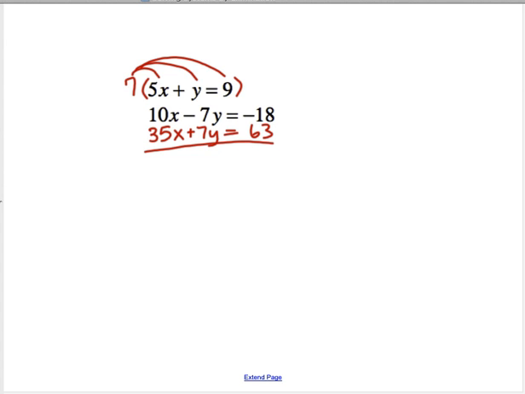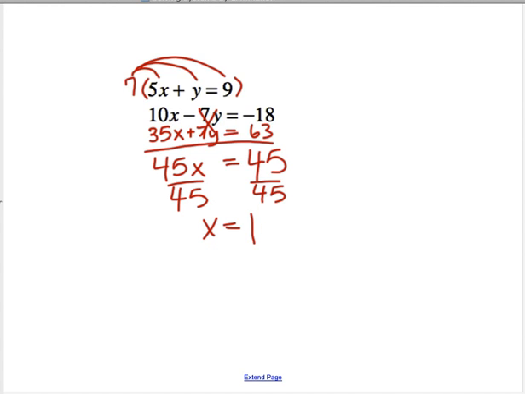So now I have additive inverses of my y's. So I add my two equations together. My y's cancel, giving me 10x plus 35x equals 45x. My y's cancel. 18 minus 63 gives me 45. I isolate my variable. I get x equals 1. So now I have the x value of my solution.